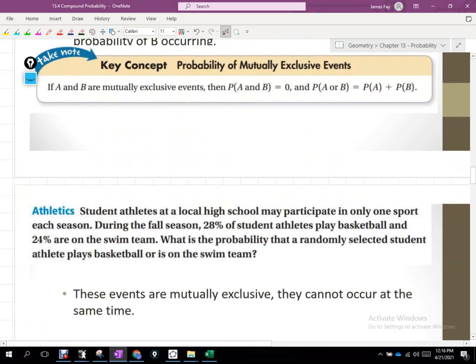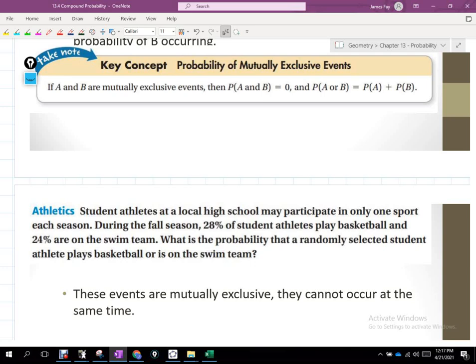Okay, so we have an example. It says student athletes at a local high school may participate in only one sport each season. It's kind of what we do. Depending on certain scenarios, we've had kickers who play soccer and football sometimes. We've had some track stars who were really good at the 400 but were awesome baseball players, so they would do both. So we have exceptions, but traditionally most high schools, you play one sport per season.